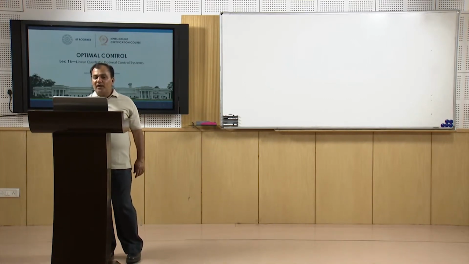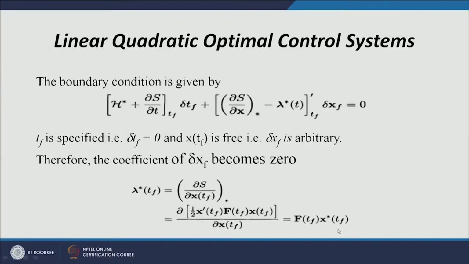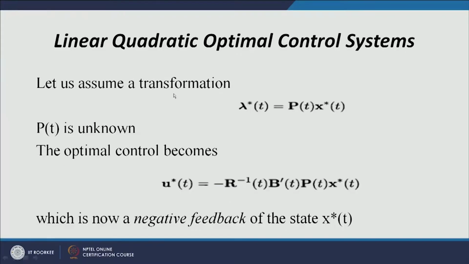To develop the relation between lambda(t) and x(t), we can take the intuition from lambda(Tf) equal to F(Tf) x(Tf). So, we assume a transformation which gives lambda(t) as P(t) x(t), where P(t) is an unknown quantity. We have to find out the value of P. So, if lambda is P(t) x(t), then u(t) I can simply write as minus R inverse(t) B prime P(t) x(t).